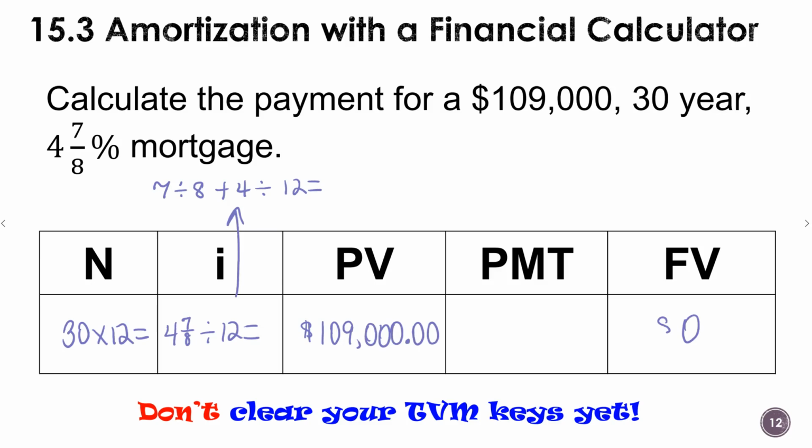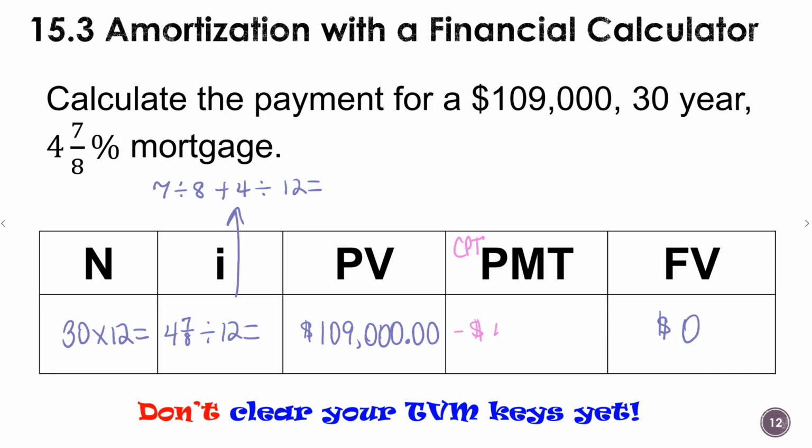Our future value, of course, is 0 because that's where we're heading, right? We want to get to 0 at the end of the loan. And then we're going to be computing our payment. So be sure and pause and compute your payment. And then we put the payment here.